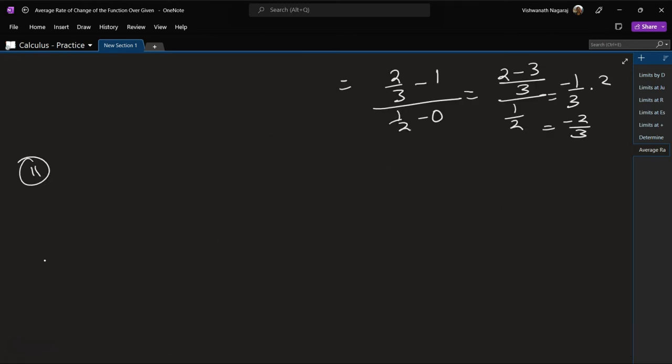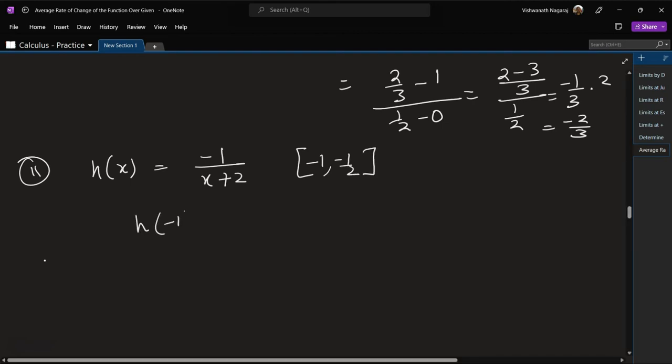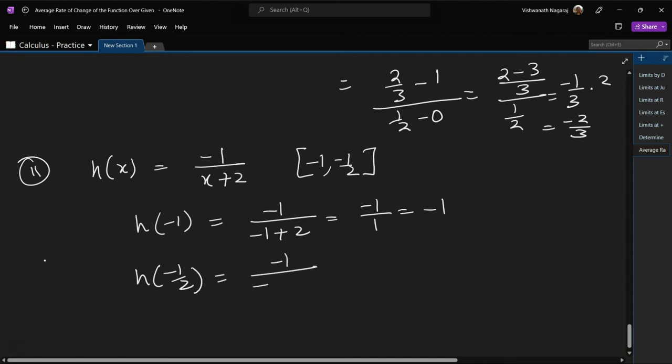Okay, now 11th one. H of x is equal to minus 1 by x plus 2 in the interval minus 1 comma minus half. Okay, so h of minus 1 is equal to minus 1 by minus 1 plus 2, which is minus 1 by 1, which is minus 1. And h of minus half is equal to minus 1 by minus half plus 2, which is equal to minus 1 by 3 by 2, which is minus 2 by 3.